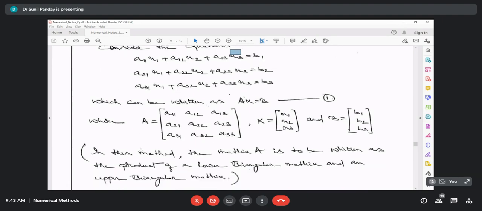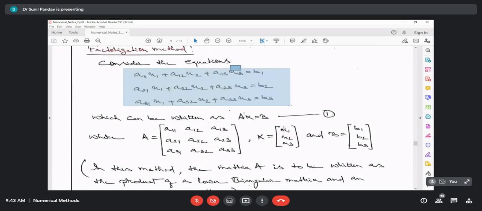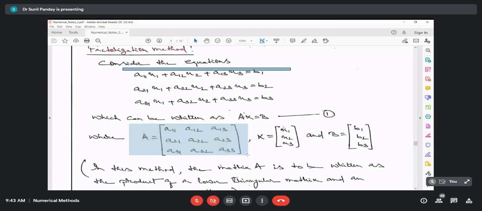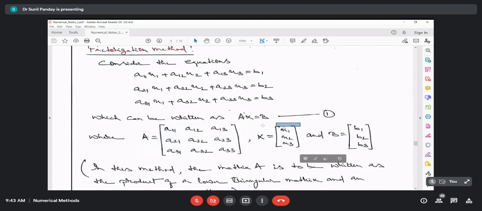Again in this factorization method, we write this system of equations into its corresponding matrix equation. This is the A matrix, this is the X matrix containing the unknown variables, and this is matrix B.